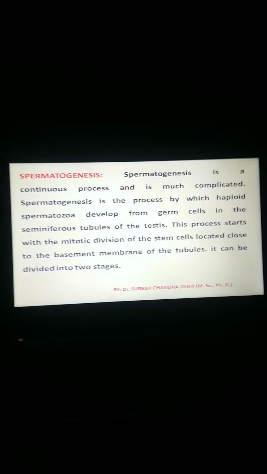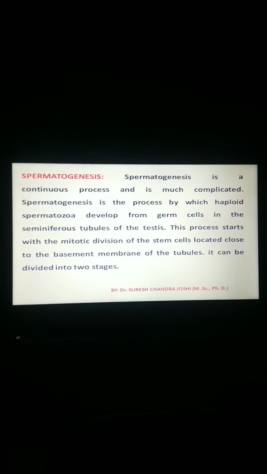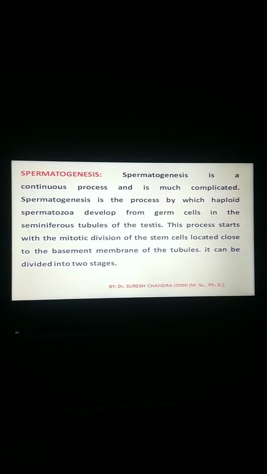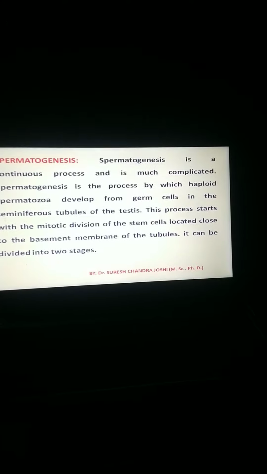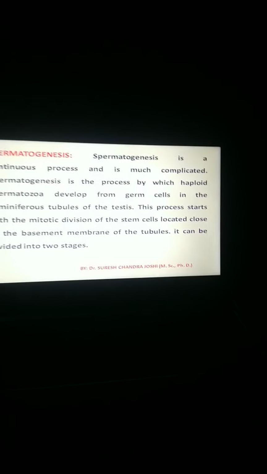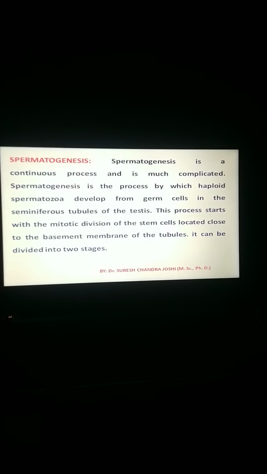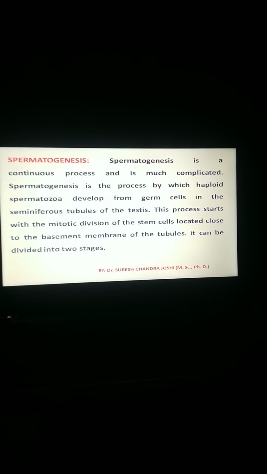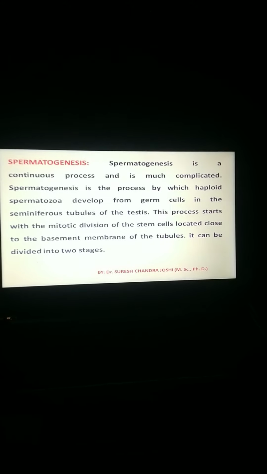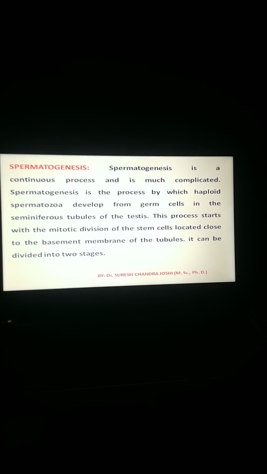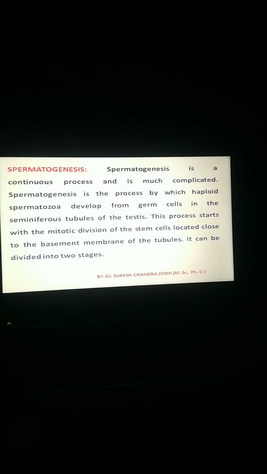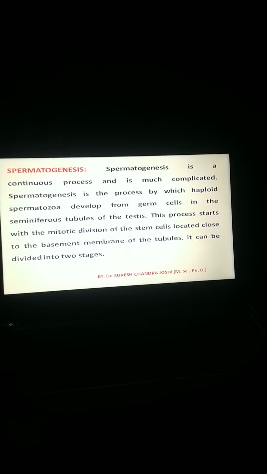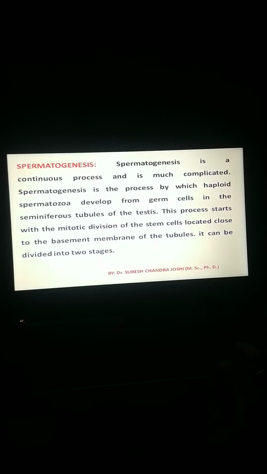Number one, spermatogenesis. Spermatogenesis is a continuous and complicated process by which haploid spermatozoa develop from germ cells in the seminiferous tubules of the male reproductive organ, the testes. The process starts with the mitotic division of the stem cells located close to the basement membrane of the tubules. It can be divided into two stages.